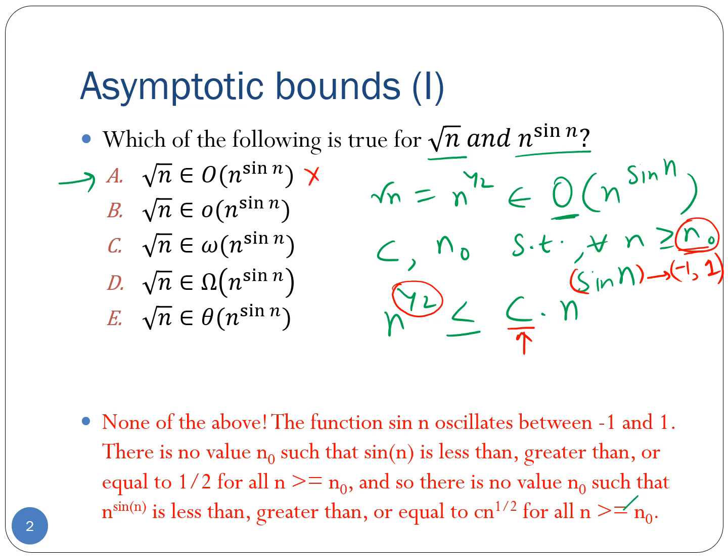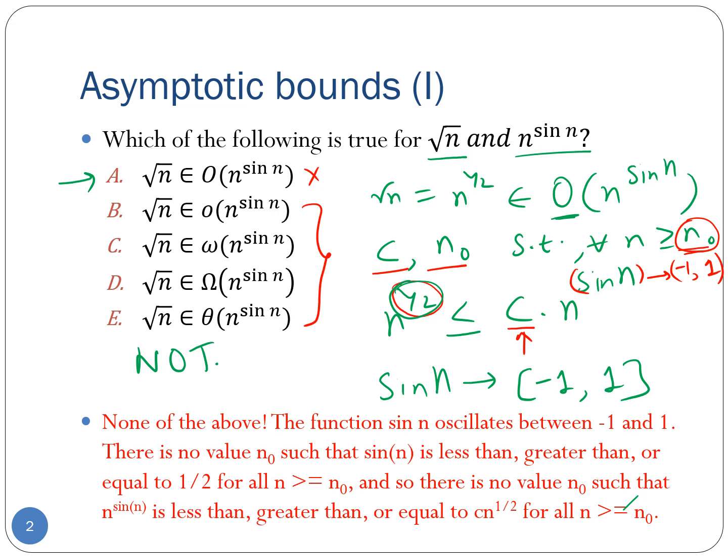With the same reasoning, it is not possible to find appropriate values of c and n0 to satisfy any of the remaining options either. The main reason is that the value of sine n continuously oscillates in the range -1 to 1, so it is not possible to ensure that for n greater than n0, the right hand side would definitely be greater than half, smaller than half, or equal to half. Hence the answer is none of these. N to the power sine n is neither big O, little o, little omega, big omega, nor theta of n to the power sine n. There is no relationship.